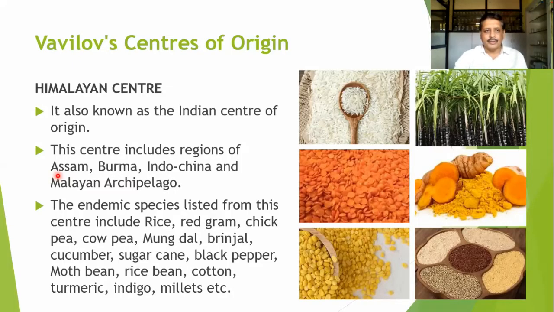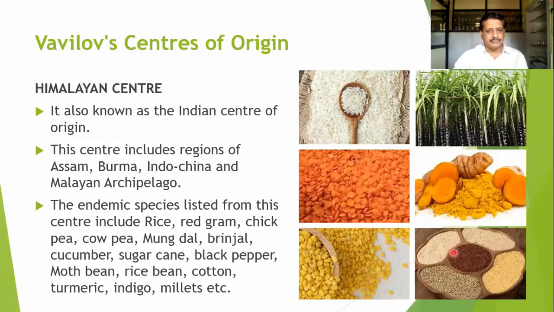Then the Himalayan center of origin, also known as the Indian center of origin. This center includes regions like Assam, Burma, the Indo-China border, and the Malayan archipelago. These areas are normally located on the northern side of India. The endemic species located in this area are particularly rice and red gram. Here you can observe rice, red gram, then sugarcane. We can find cowpea, moong dal, turmeric, and many varieties here.